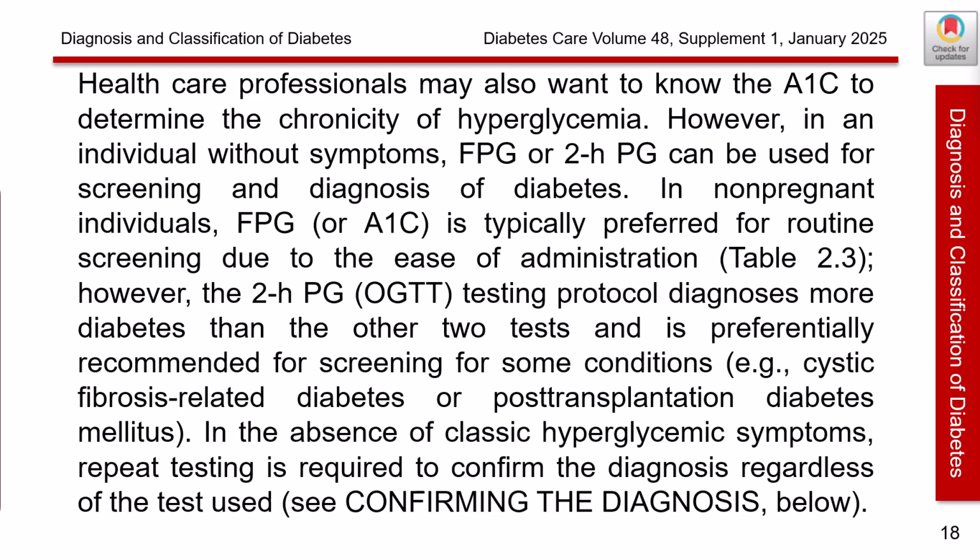However, in an individual without symptoms, fasting plasma glucose or 2-hour plasma glucose can be used for screening and diagnosis of diabetes. In non-pregnant individuals, fasting plasma glucose or glycated hemoglobin is typically preferred for routine screening due to the ease of administration. However, the 2-hour plasma glucose testing protocol diagnoses more diabetes than the other two tests and is preferentially recommended for screening for some conditions, such as cystic fibrosis-related diabetes or post-transplantation diabetes mellitus. In the absence of classic hyperglycemic symptoms, repeat testing is required to confirm the diagnosis regardless of the test used. See confirming the diagnosis below.